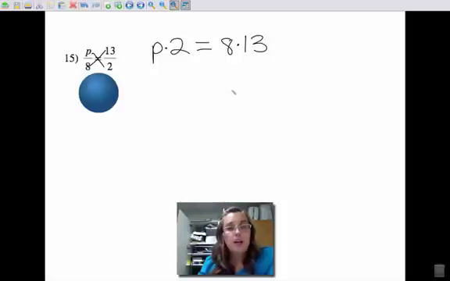It really does not matter what order you do these in. You could say 2 times p equals 13 times 8. Doesn't really matter. It all means the same thing. All that matters is that you multiply the numbers that are opposite of each other when you make this x in the middle for the cross product. Okay? So when we write equations, when we have a variable times a number, we actually write it like this, 2p.